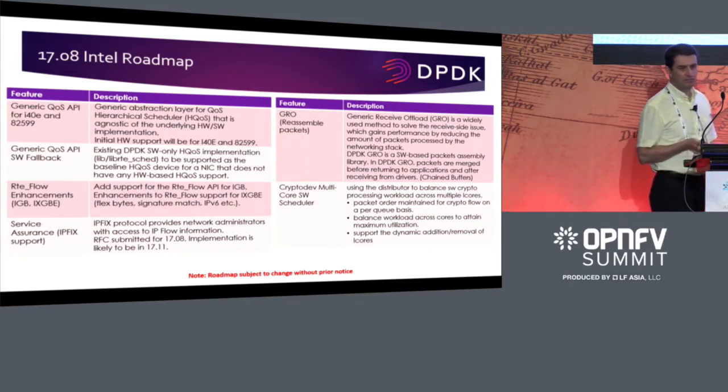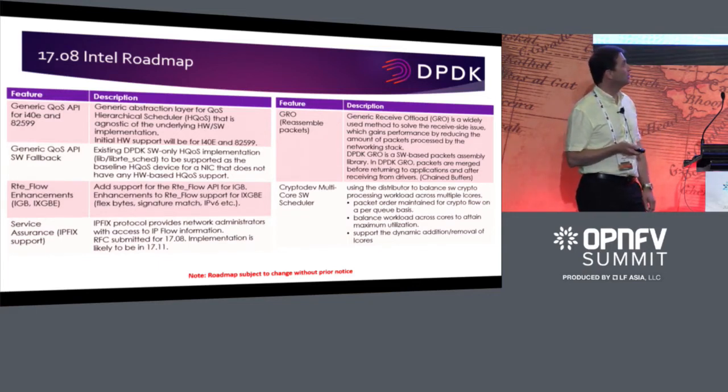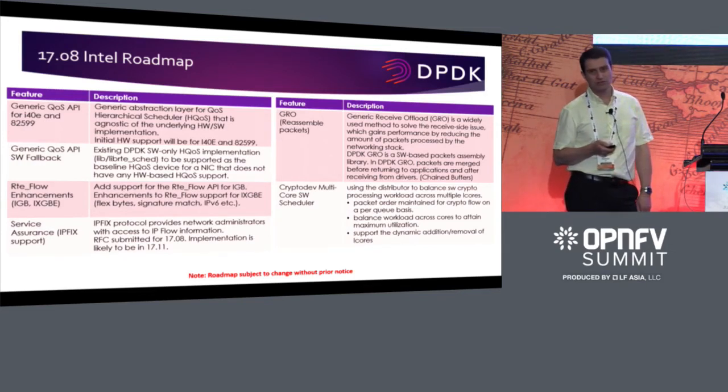GRO, the generic receive offload, is a software implementation that we're doing in 1708. So it just supports reassembly, or uses the reassembly library that exists in DPDK already. And the CryptoDev multi-core software scheduler is another enhancement to that crypto scheduler that I talked about.